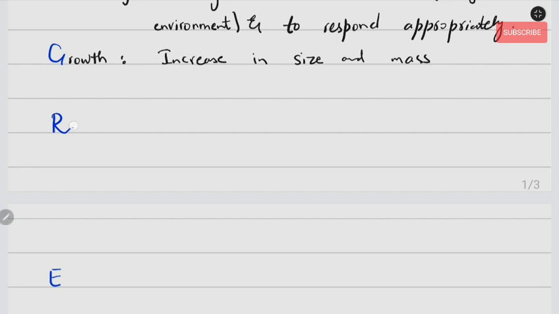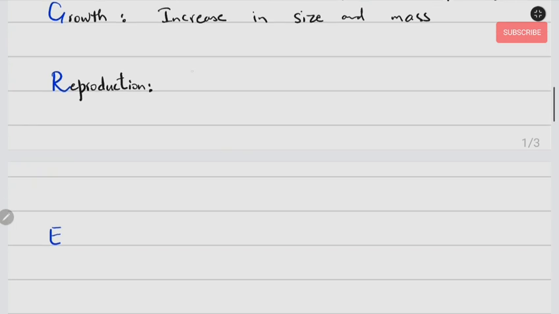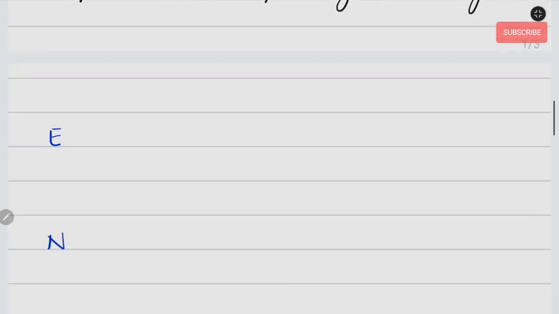Then we have reproduction. All organisms must reproduce. Okay, so the process of making similar organisms. So we will discuss that in detail. The two types of reproduction, sexual and asexual reproduction.